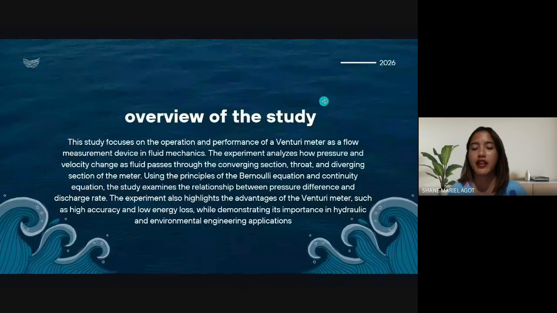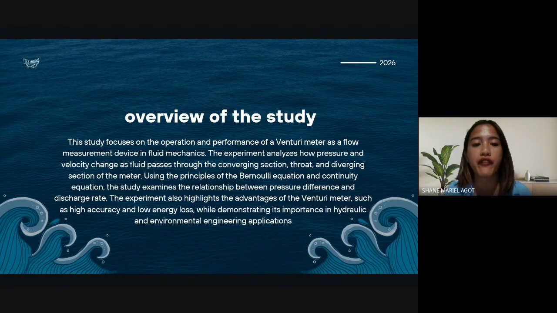Venturimeters. Okay, for the overview of the study, this study is about the venturimeter and its application in measuring fluid flow inside pipes. A venturimeter works based on the principle that when fluid passes through a small section of a pipe, its velocity increases while its pressure decreases. So, by measuring this pressure difference, the flow rate of the fluid can be calculated accurately.